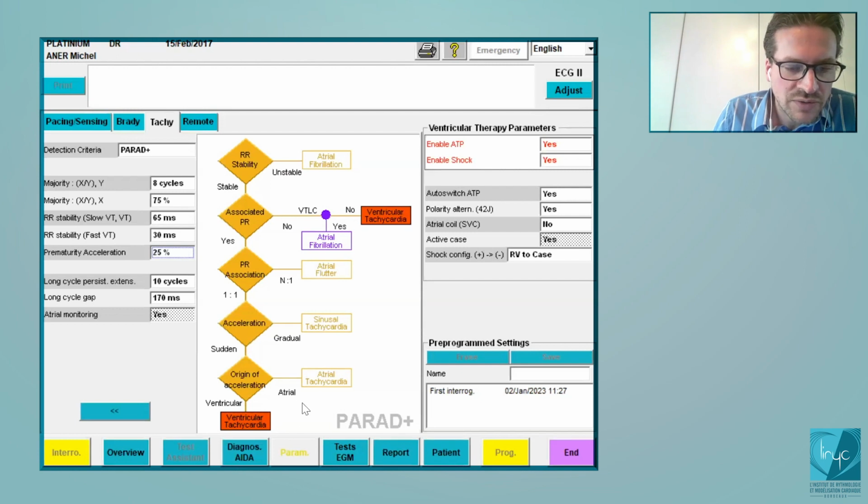So meaning that if it started in the atrium, then it's atrial tachycardia. This is actually how we are also looking at EGMs. But if it started in the ventricle, then of course it's VT. So that is in short the algorithm of discrimination in Microport devices. I don't think we have time anymore to show more tracings, but I hope you appreciate a little bit and learned a little bit more about Microport ICDs.